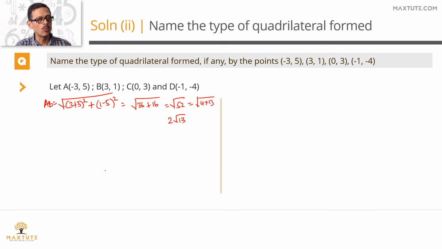So we found out one side of the maximum 6 sides or 6 lengths that we'll have to compute. We have found out the first one. Let's move on to BC. BC will be taking points B and C.